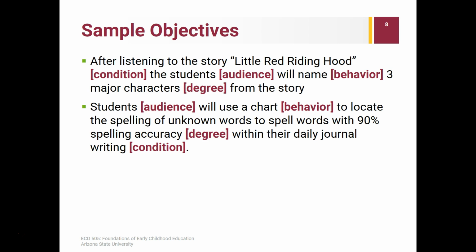Students will use a chart to locate the spelling of unknown words to spell words with 90% spelling accuracy within their daily journal writing. The audience is still the student. The behavior is use a chart. The condition is within their daily journal writing, and the degree is with 90% spelling accuracy.